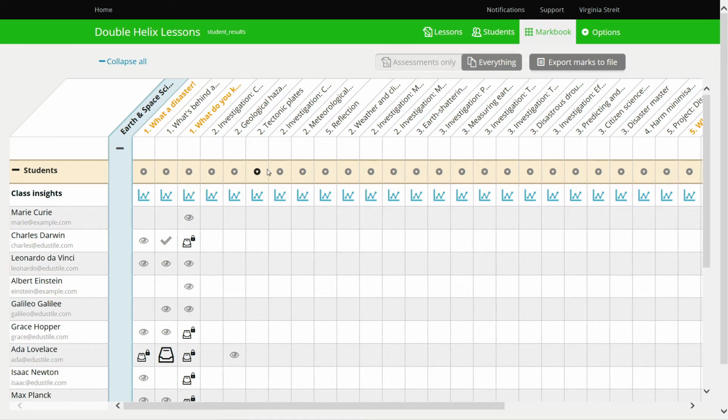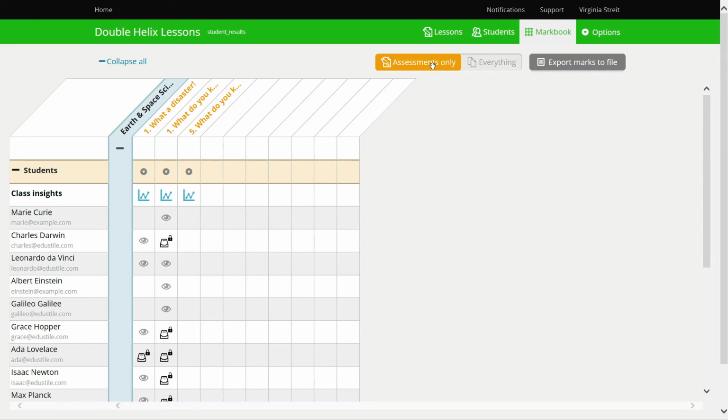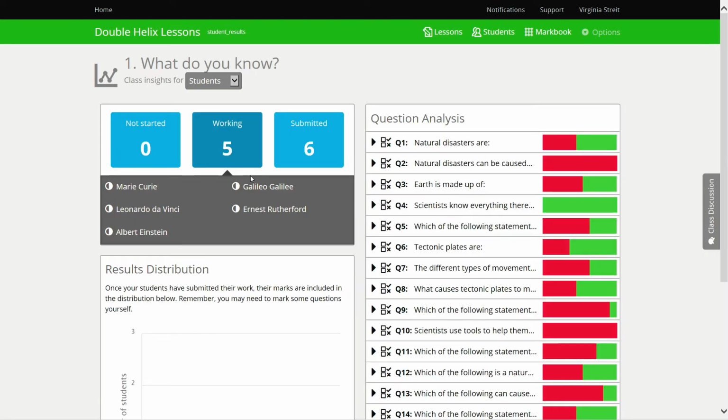Now, just to make things easier visually, I'm going to switch this view from everything to assessments only, because there are quite a lot of lessons. So now that I've done that, I'll only see the 3 assessed lessons in this particular unit. Great, that's a bit easier on the eye, isn't it? So if I click on one of these graphs at the top, as you can see, they are class insights graphs. I'm going to click on this one because this has the most submissions, so it'll give me the best idea of where my students are at.